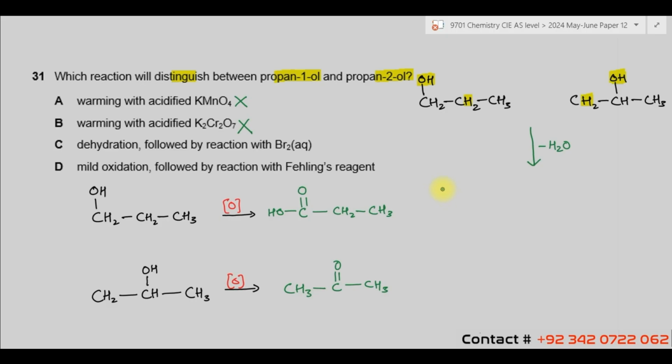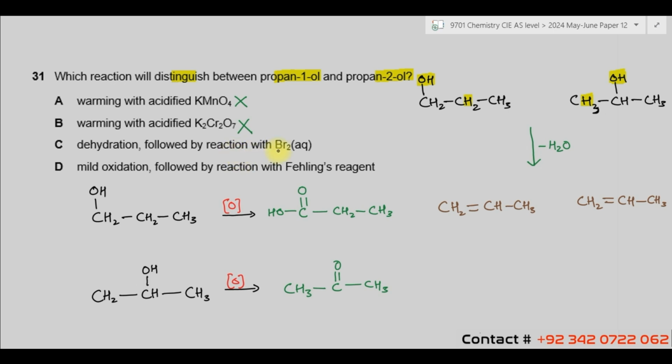So the product formed will be CH2 double bond CH, CH3. In this case, it is going to be same CH2 double bond CH, CH3. This is actually 3 carbons. Okay, so same thing is formed.